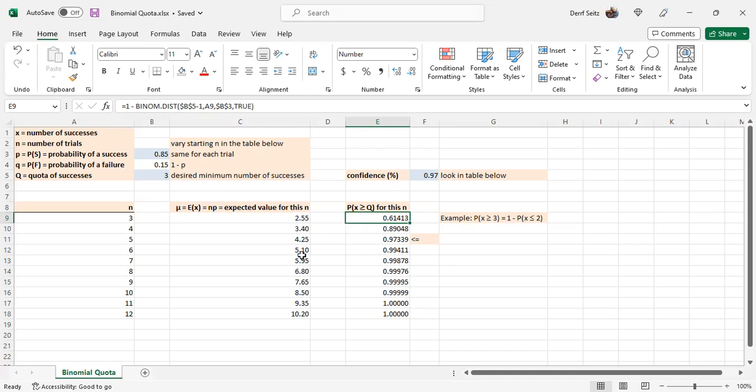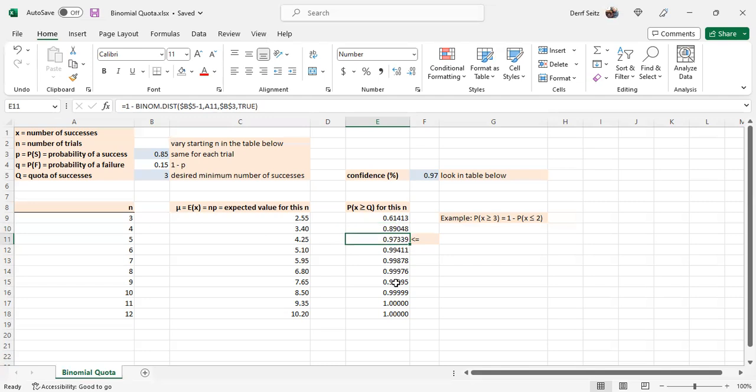For looking at the expected values, if we want 3 for a quota, we might stop here and say, well, if n is 4, I'm expecting 3.4. But what you're expecting is an average, but the probability of actually getting x greater than or equal to q for that case is 89%. It's not 97%.